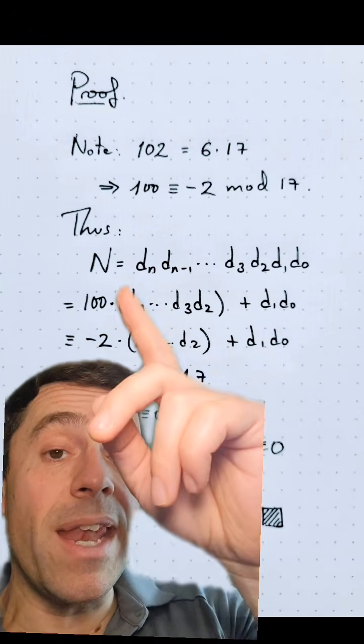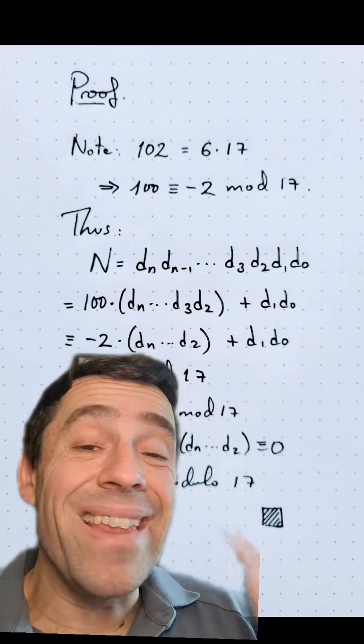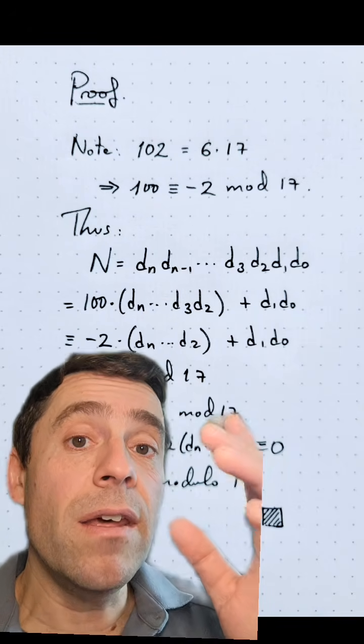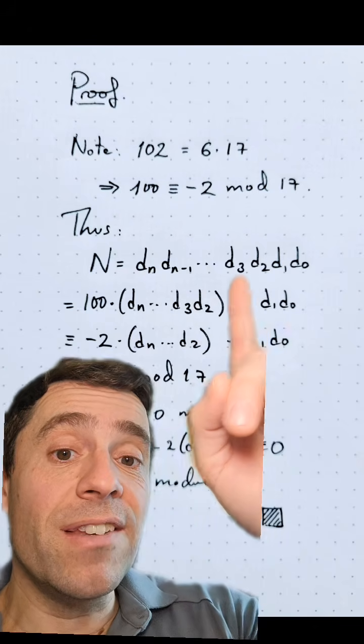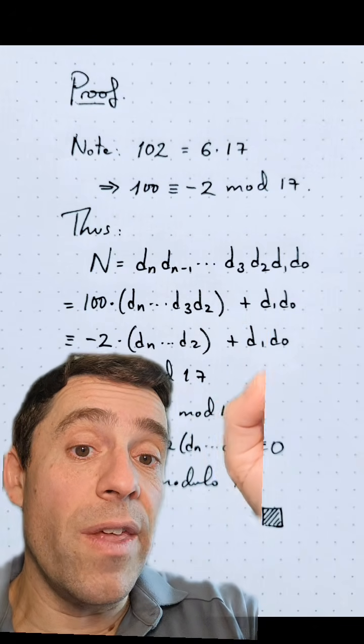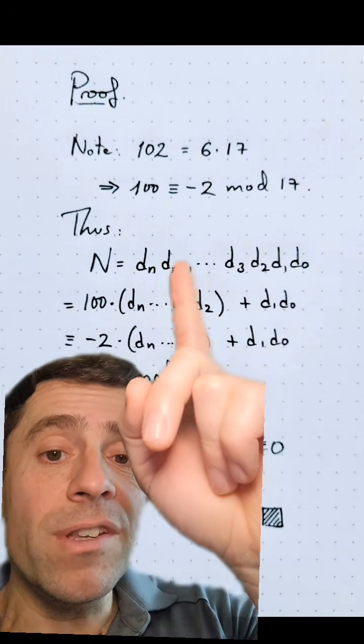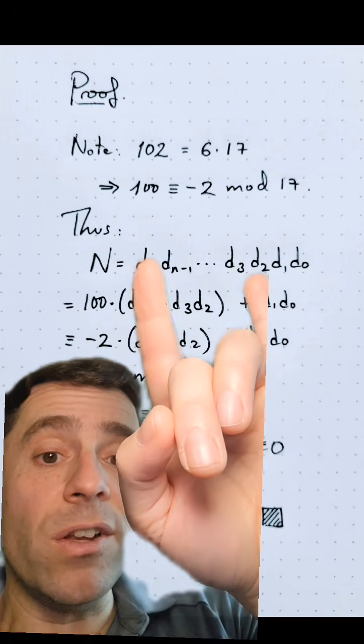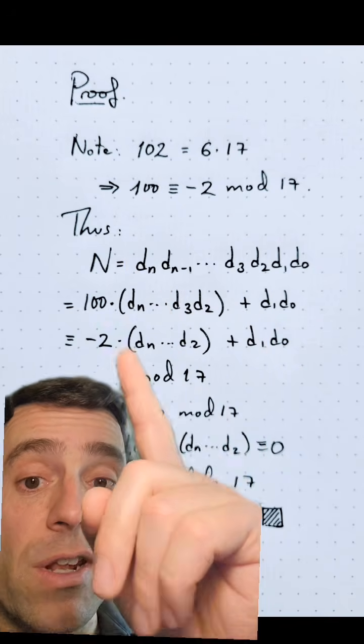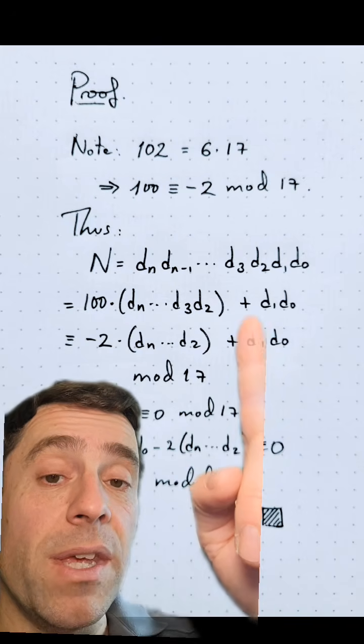Now, if I write my number in base 10, by the definition of base 10, that means that this number is equal to the number that is just the units and tens digit plus 100 times the number that would be starting with the hundreds digit. That's what the expression here means.